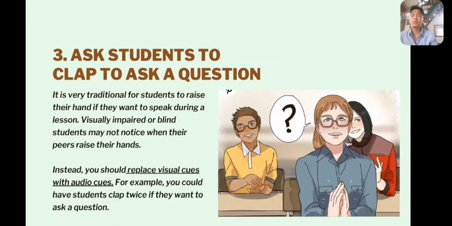Number three, ask students to clap to ask questions. Now, this is a very crucial way in order to make them engage in your lessons. As we all know, it is very traditional for students to raise their hands if they want to speak during a lesson. Visually impaired or blind students may not notice when their peers raise their hands. Instead, we should replace visual cues with audio cues. For example, you could have students clap twice if they want to ask a question.